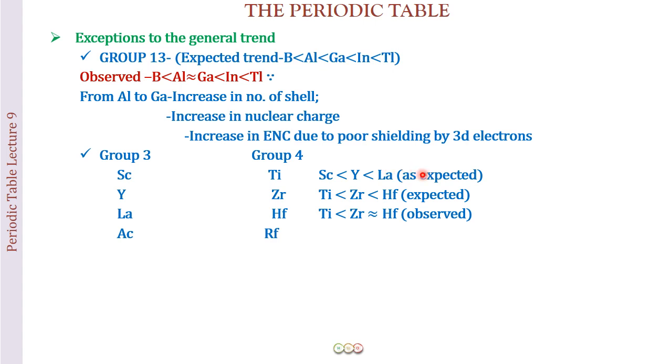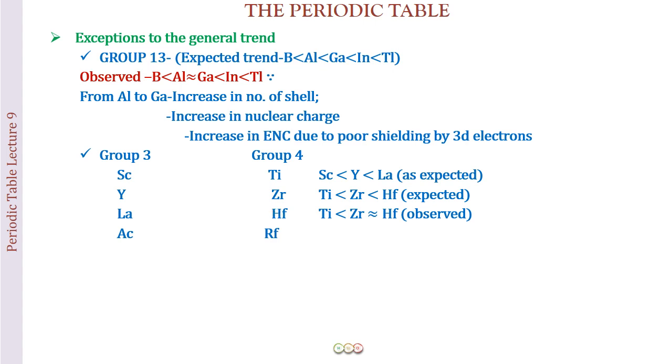Okay, this is expected, this is what we observe as well. What happens in group 4 elements? What are you going to expect? We are expecting that down the group the atomic size is going to increase, right? So titanium will have the smallest size, then zirconium and then hafnium. But what we see is that the size of zirconium and hafnium is almost similar.